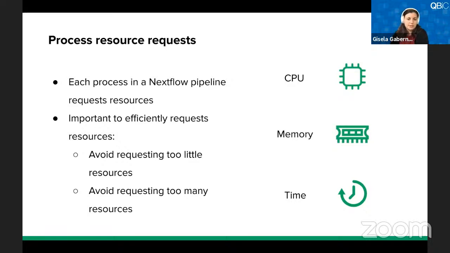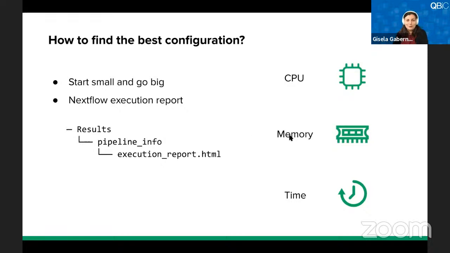So if you request too few resources and your job exceeds them, it will be killed. And if you request too many resources, on the other hand, you are using your cluster inefficiently, or when you're computing on cloud, you can have unnecessary costs. So it's important to find this balance in the resources that your processes request. And how to find the best configuration? There's not an ideal formula for that, but we'll have a look at some things that can help you find the best resource requests for your processes.